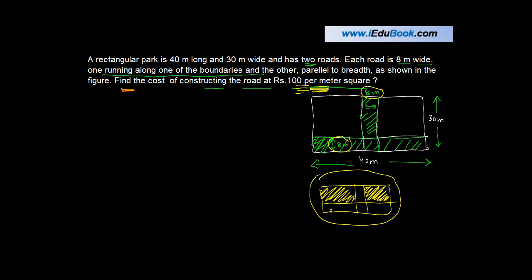Or I calculate, let me use a different color, or I calculate the area of this plus the area of this, and then because this particular portion would get counted twice, I will reduce it from here. In both the cases, the result is going to be the same, right? So let us look at each one of them one by one. So let's first try and see if we can calculate the area of these two figures, right?